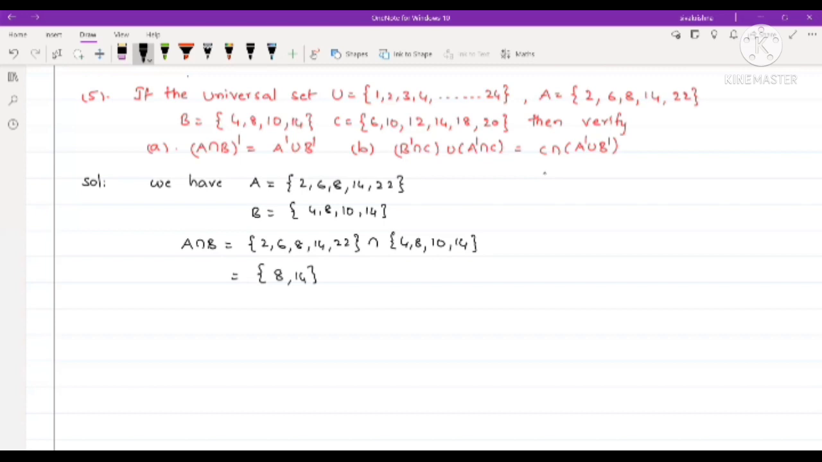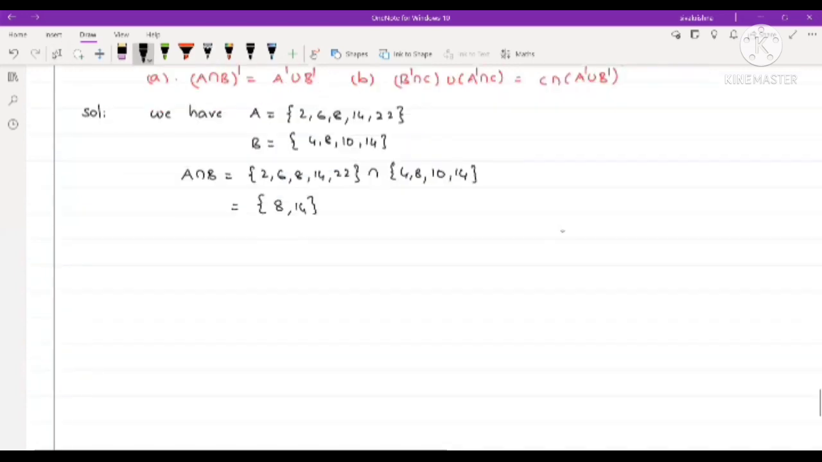After that, we have to find (A intersection B) whole complement. That is the LHS value. So this is part A, I am proving part A. Coming to the LHS of part A, we have (A intersection B) whole dash. Here whole dash is nothing but complement. So once again, I am writing (A intersection B) whole complement. The formula for (A intersection B) whole complement is U minus (A intersection B).